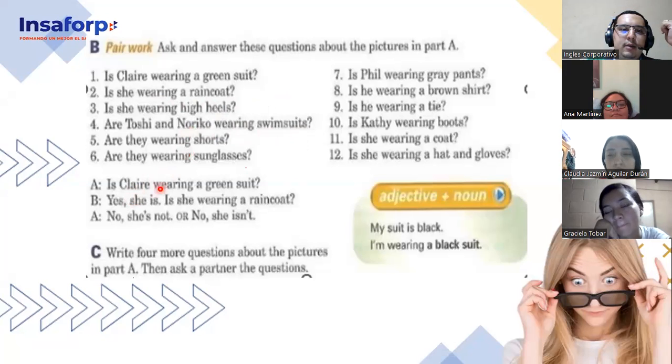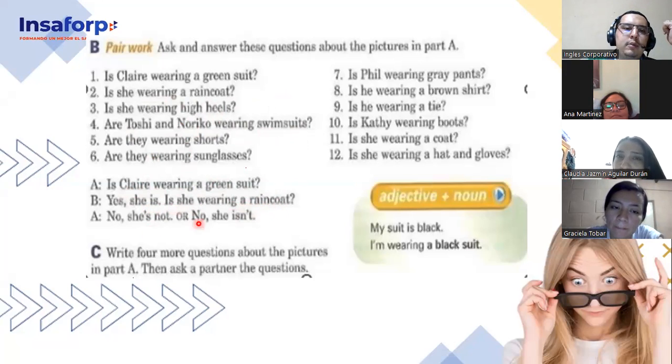Here we have an example of how we are going to work with these questions. Is Claire wearing a green suit? Yes, she is. Is she wearing a raincoat? No, she's not, or she isn't. As simple as that. Okay, Claudia, is Claire wearing a green suit? You can use your imagination. Yes, she is. Is she wearing a raincoat? Yes, exactly. Okay, thank you. That's why we're going to use our imagination in this section. Don't worry, guys.